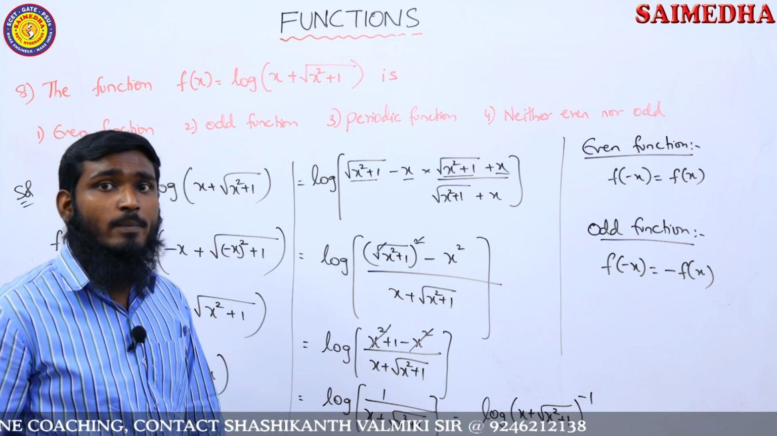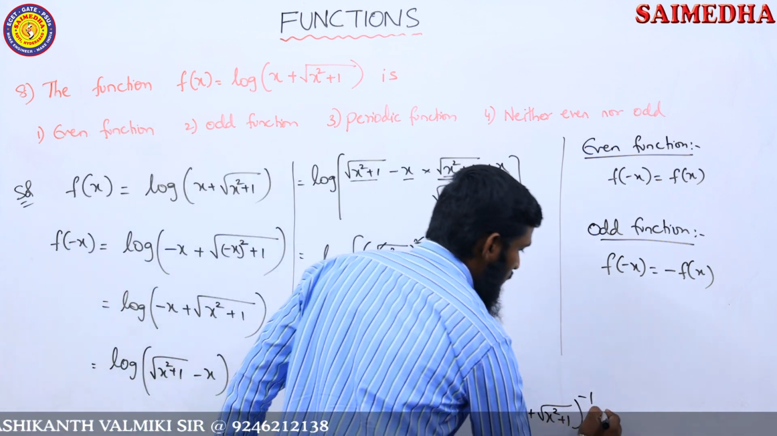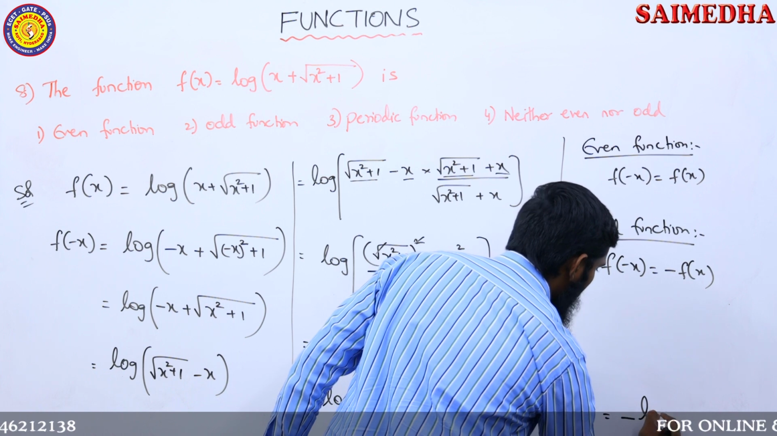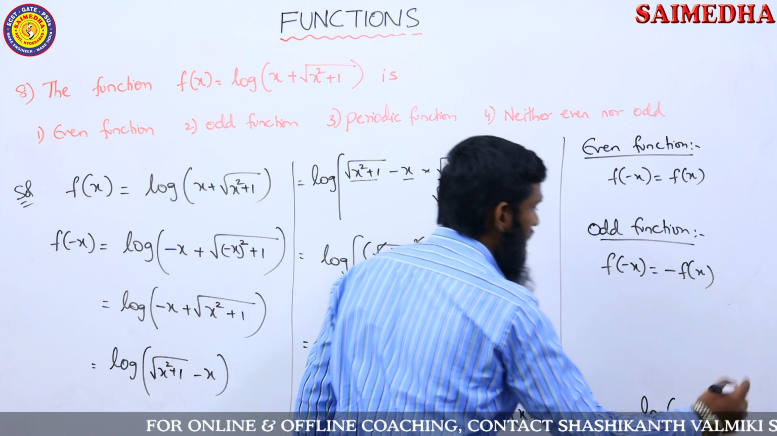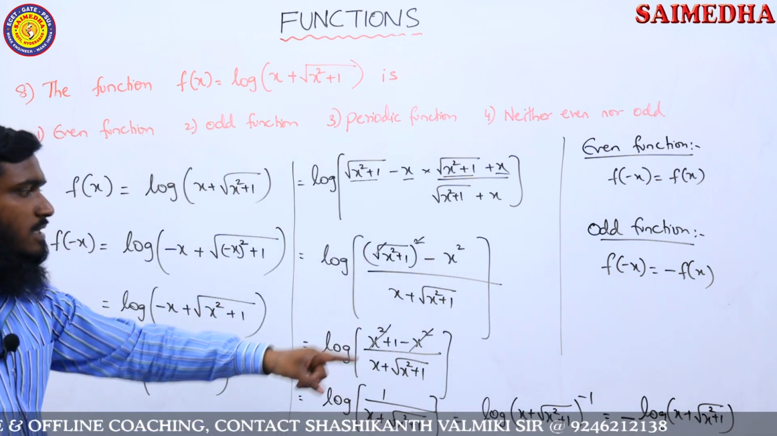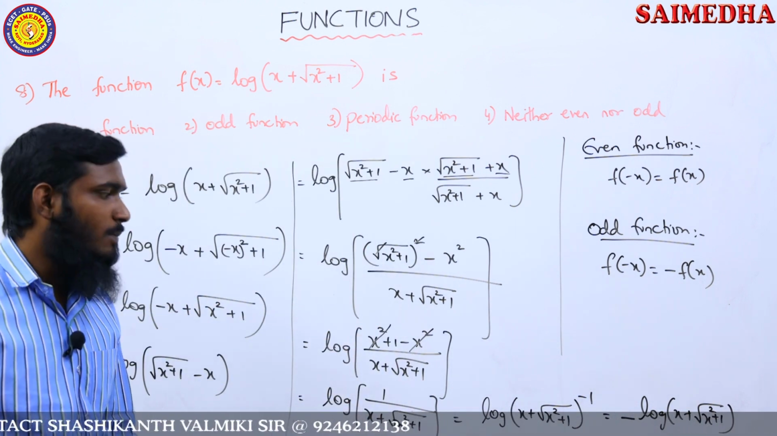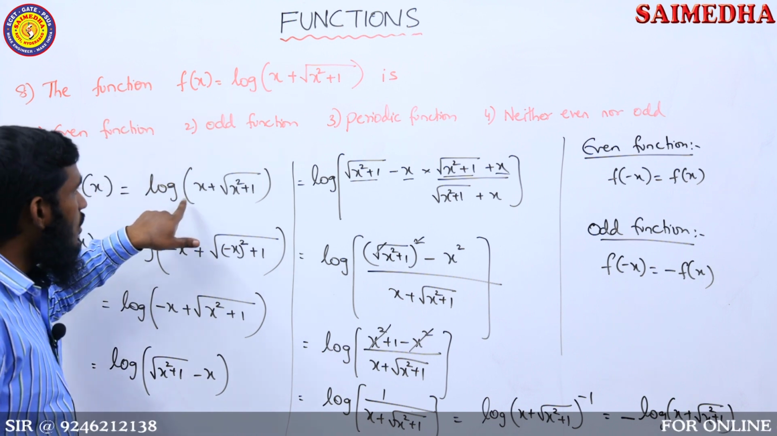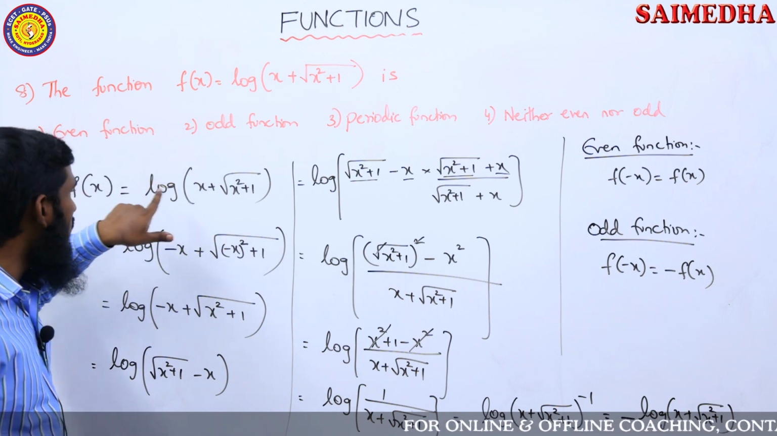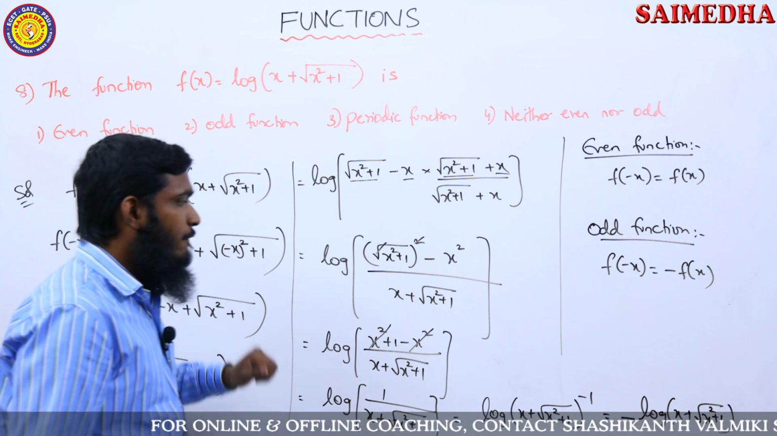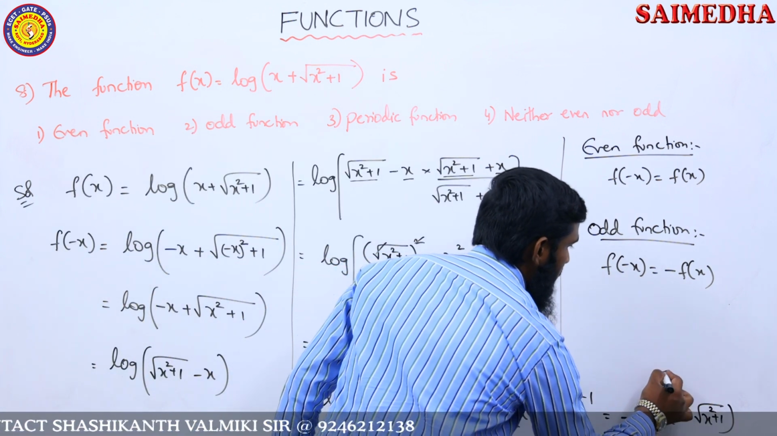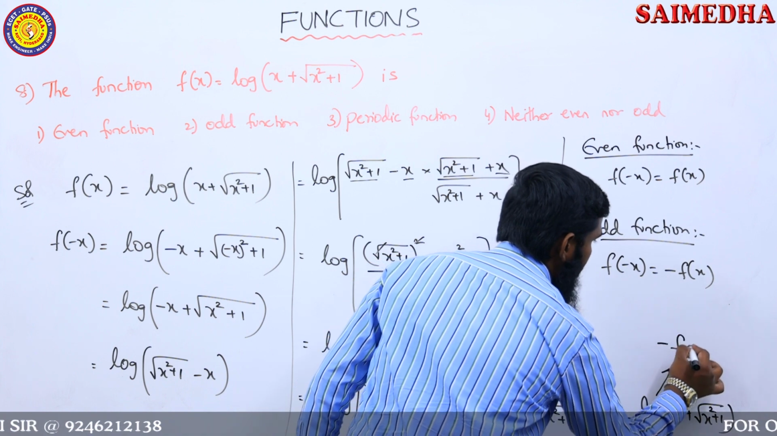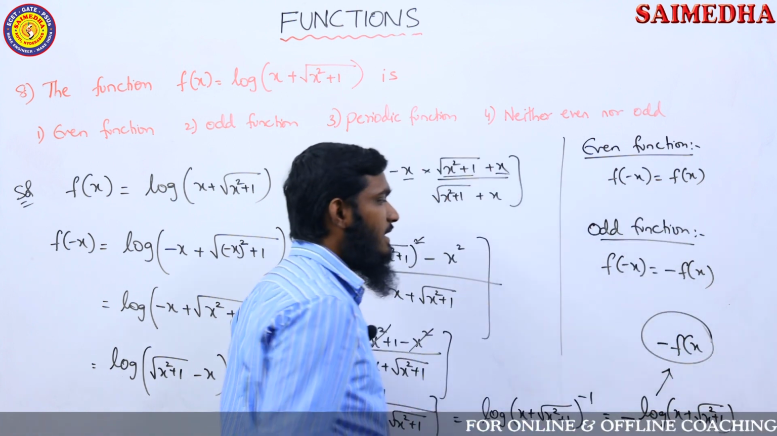So now according to the properties of the logarithm, this part can be written as minus log of x plus root x square plus 1. Understood? Now in place of log of x plus root x square plus 1, we can write f of x, so this part is equal to minus of f of x. What are we getting as the answer?